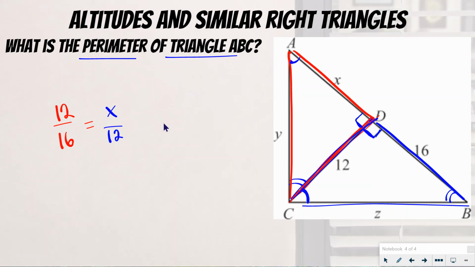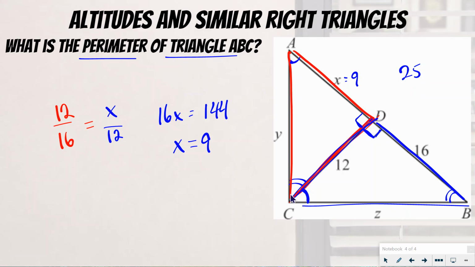So now I can solve that proportion and find x. So that's 16x equals 144. So x is 9. So now I know the hypotenuse of the big triangle is 25. If I add those two together, it's not terribly helpful, but I can find z really easily. Actually, and I can find y easily.